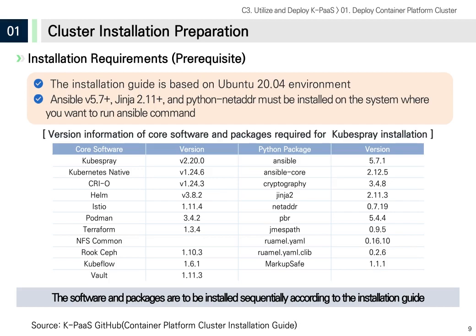Let's take a look at the requirements for installing a container platform cluster. The textbook and GitHub guide documentation is based on installing an Ubuntu 20.04 environment. To install KubeSpray, Ansible version 5.7 or later, Jinja version 2.11 or later, and a Python netaddr package must be installed on the machine where you want to run Ansible commands. Other key software and package version information required to install KubeSpray is shown in the table below. We will install these software and packages sequentially as per the guide.